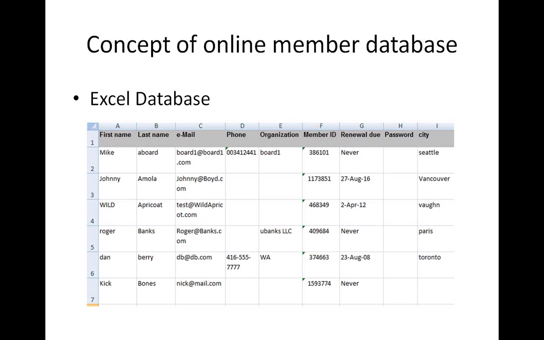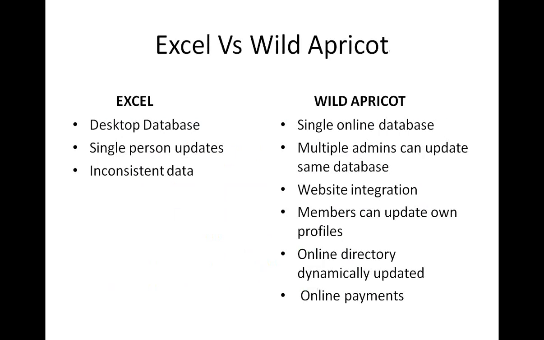Now, to understand the Wild Apricot database, let's start by comparing it to something very familiar to most of you, the Excel database. The Excel spreadsheet is basically a database made up of different types of columns, and each column is a field. For each of your members or contacts, you simply fill in the appropriate information in the appropriate field. Wild Apricot is designed in a very similar fashion. You can have all these types of database fields. There's no limit. You can create as many as you want, and you simply fill them in for each of your member contacts.